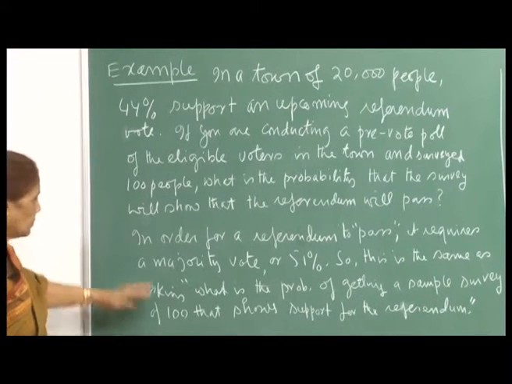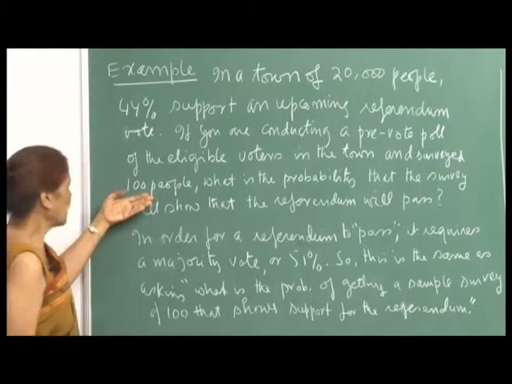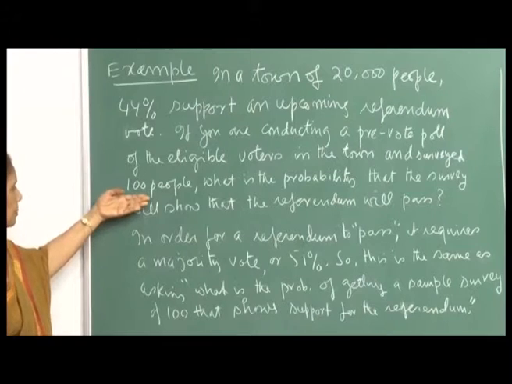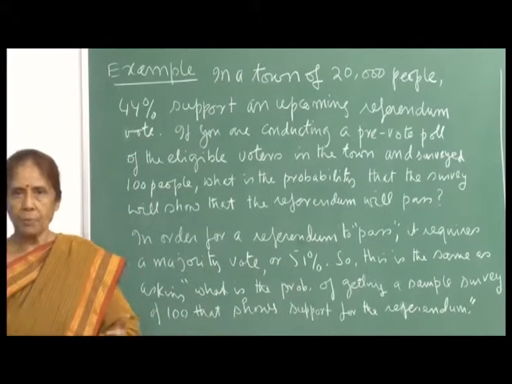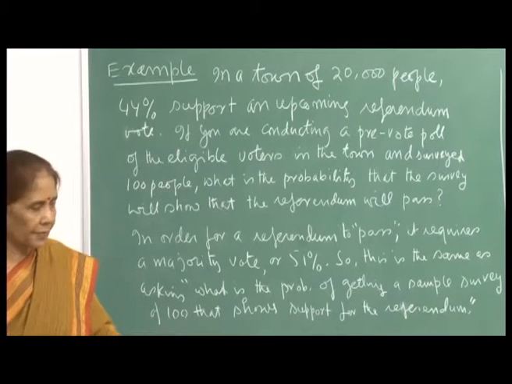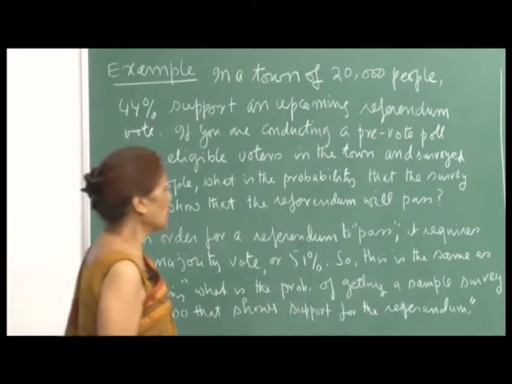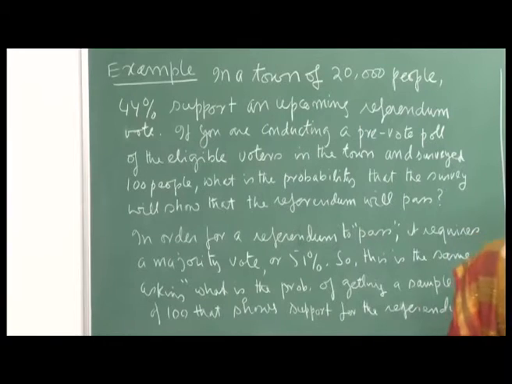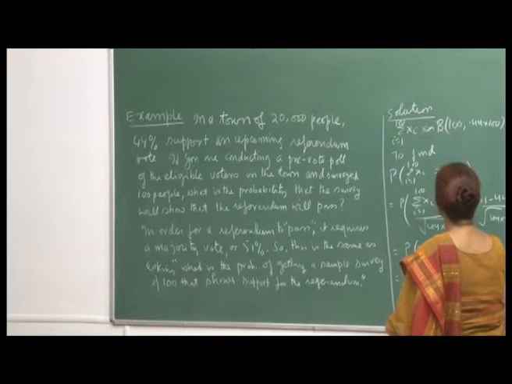Okay. So, the question is: if you are taking a referendum survey of 100 people, then out of those 100 people, 51 should say yes, or support the referendum. This is what you want to find out. So, the probability. One can model the situation using binomial random variables.